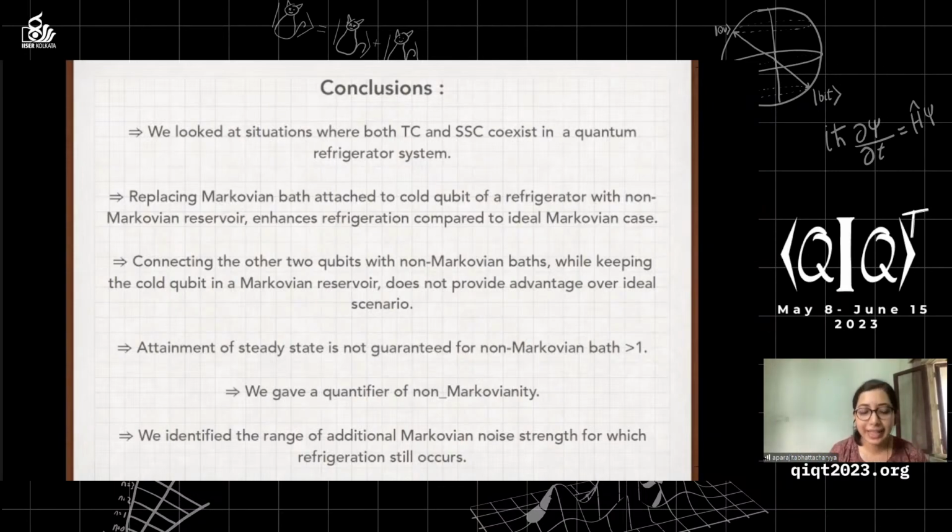And then attainment of steady state is not guaranteed for a number of non-Markovian baths greater than 1. And finally, in the process of explaining our results, we have also given a quantifier of non-Markovianity. And we have obtained the range of additional Markovian noise strength for which the refrigeration still persists. That's all. Thank you.